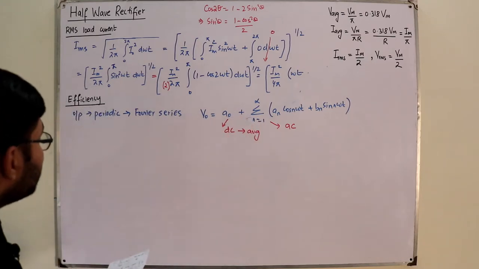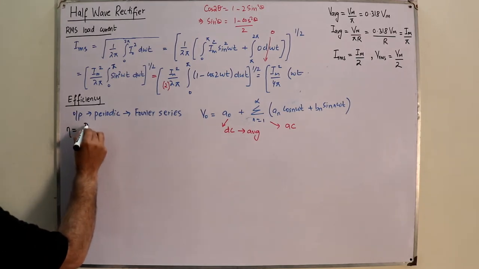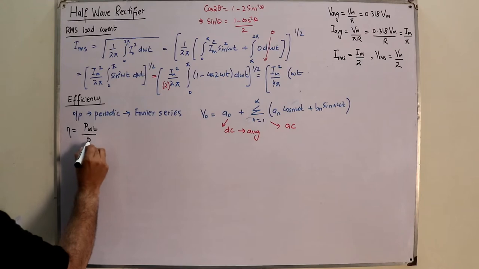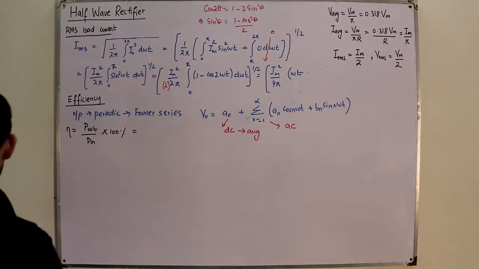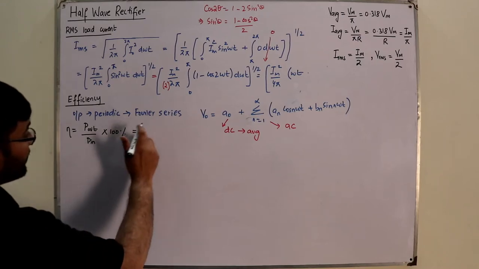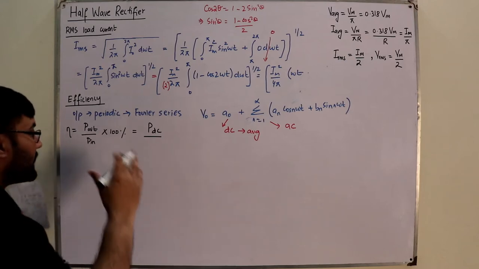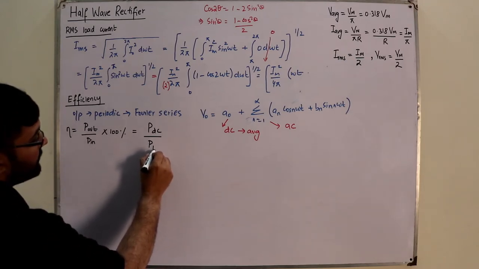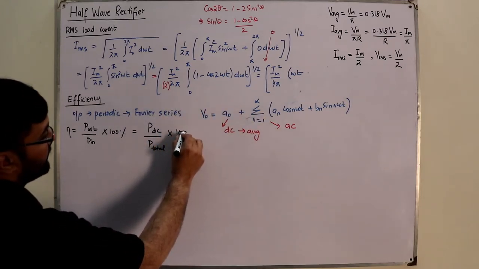So what do we have basically? Eta is the output divided by the input power, multiplied by 100%, of course. In this case, the numerator is your DC power, because DC power is your output, that is your requirement at the output, and the input is the AC power, which is the total power. It has an AC component and a DC component.